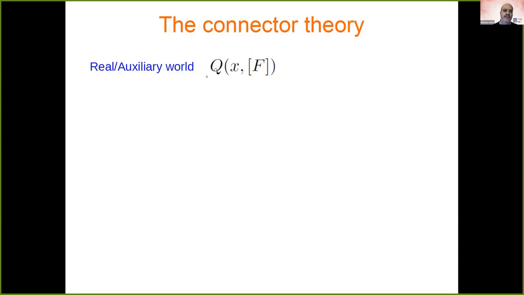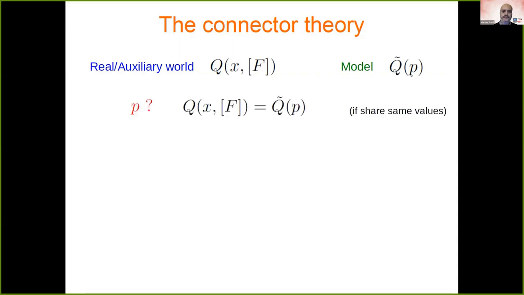I assume that I am interested in a quantity that I call Q that is dependent on X and is also a function of F. This can be an effective potential, an auxiliary word, or an observable. And now I assume that I can calculate the same quantity in the model that depends on a parameter P, and it will in general be a different function that I call Q tilde of P.